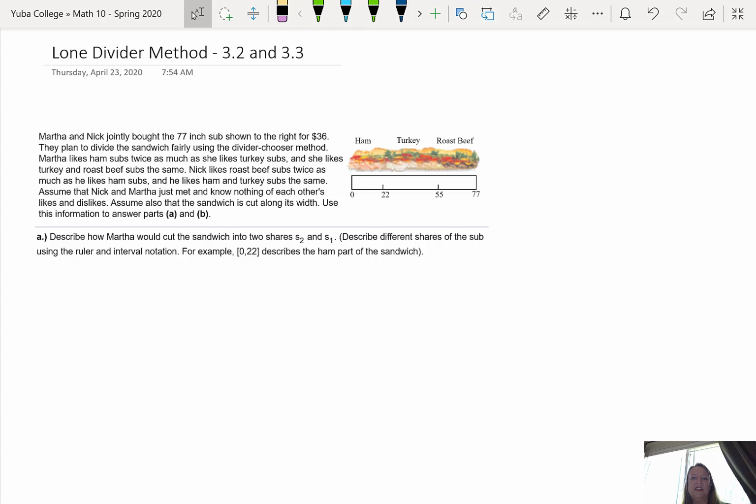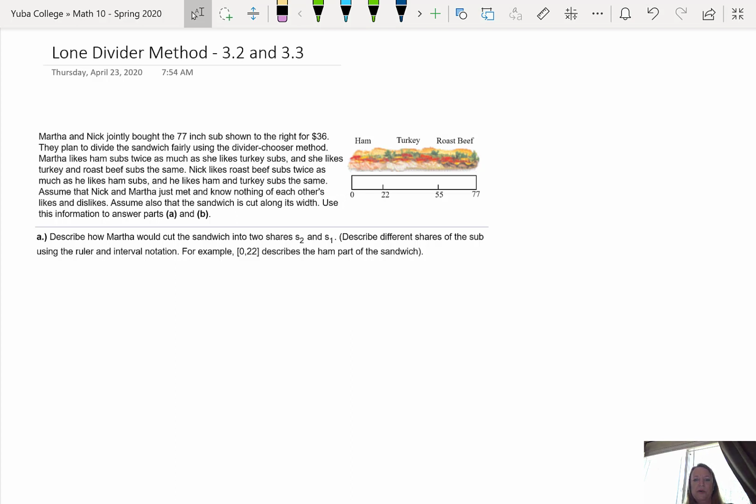Today we're going to look at the divider-chooser method, where one person divides and the other person or people chooses. We're going to go through a couple of examples. In one example, we have two people, Martha and Nick. They bought a sandwich together. It's 77 inches long, it cost $36, and it has ham, turkey, and roast beef.